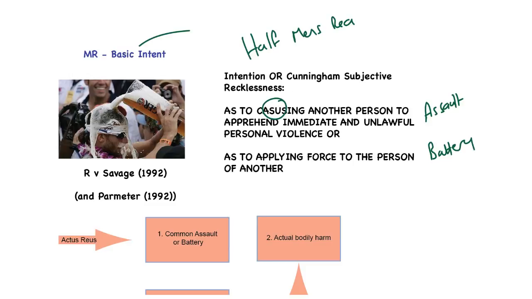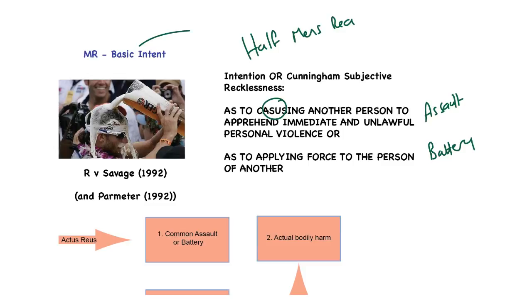I'll demonstrate that in a moment, but the case that we use is Savage. It's a joint case, Savage and Parmeter, but we'll just stick with Savage. In the case of Savage, the defendant pours her drink over the victim's head, which is a battery. As part of that battery, the glass slips out of her hand and smashes and cuts the victim. Her conviction under section 47 related to the injury from the glass. Her appeal against conviction was based on a lack of mens rea. She argued that she neither intended injury nor foresaw that injury would be caused. She never for one second thought the glass would slip. She just wanted to pour beer over the victim's head.